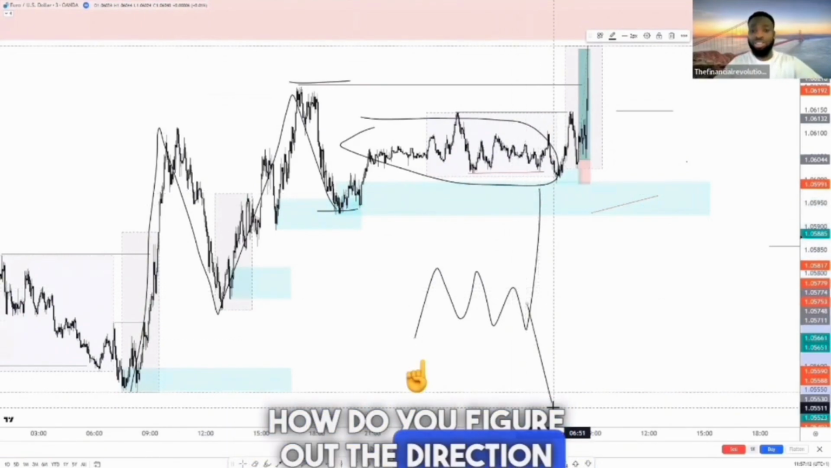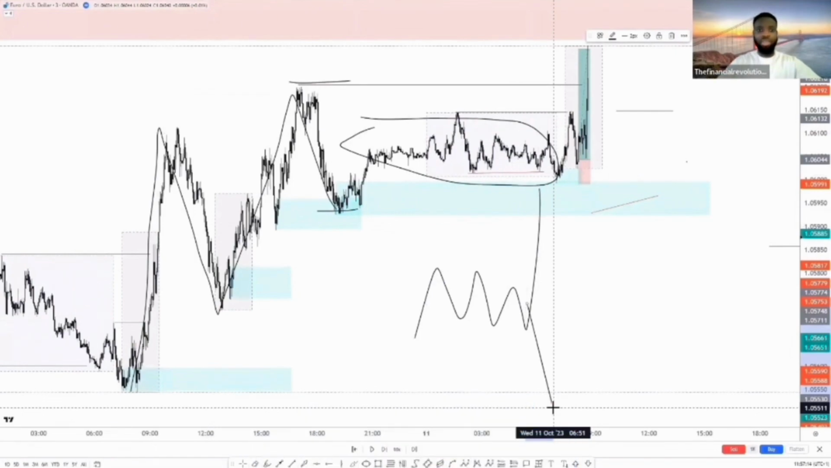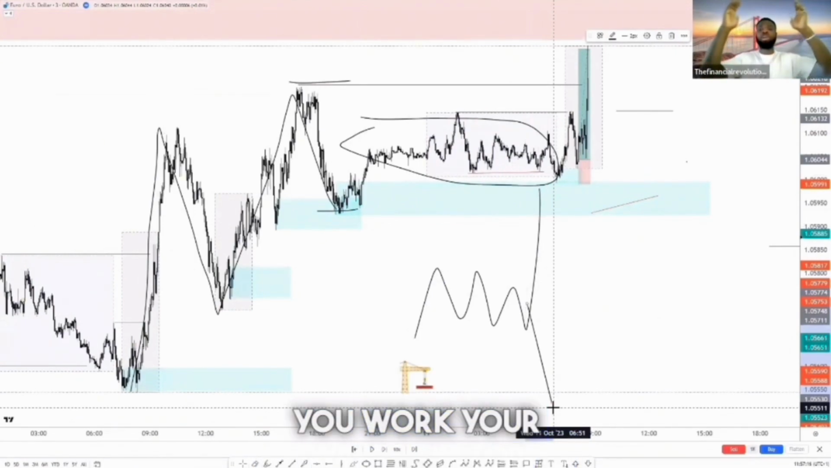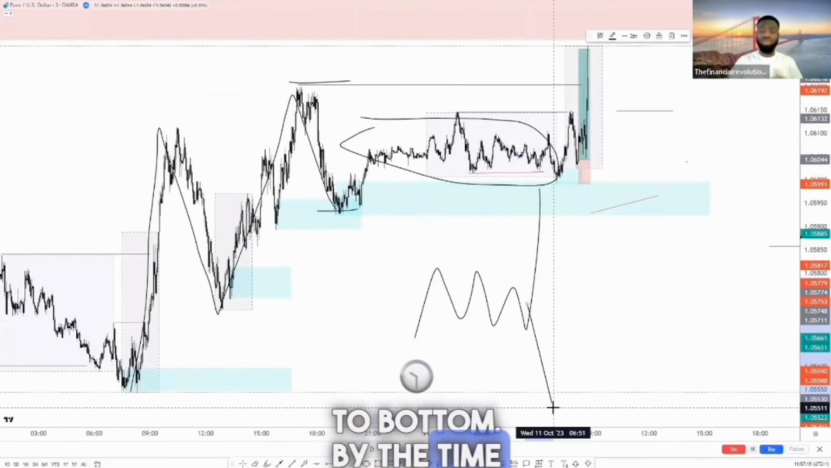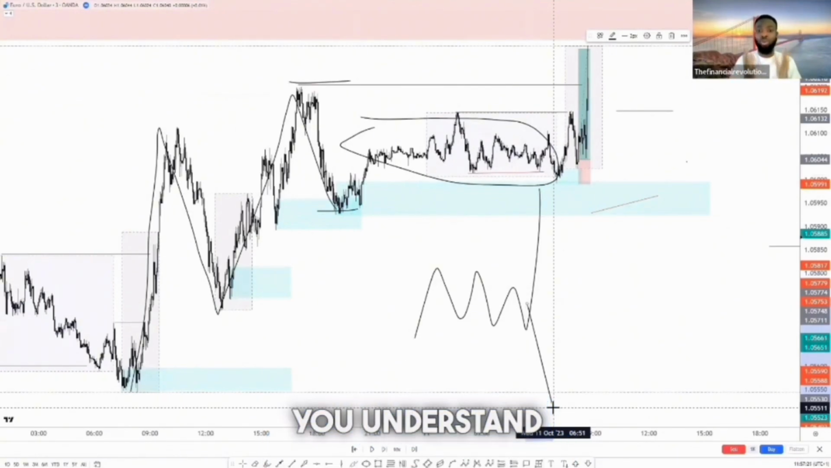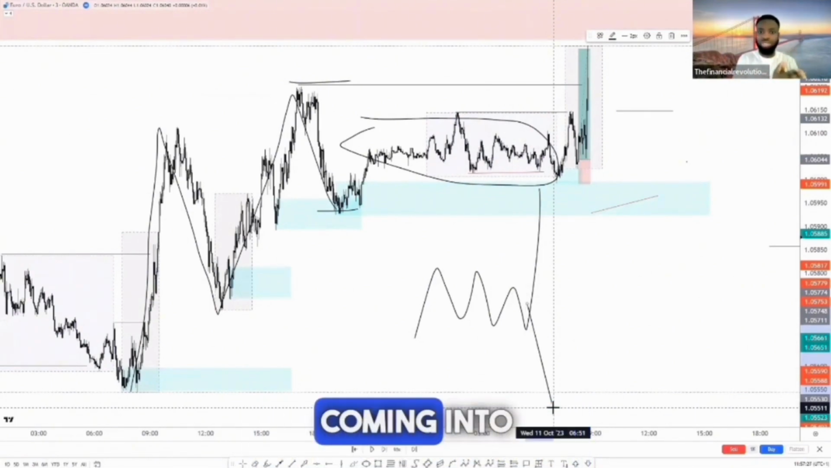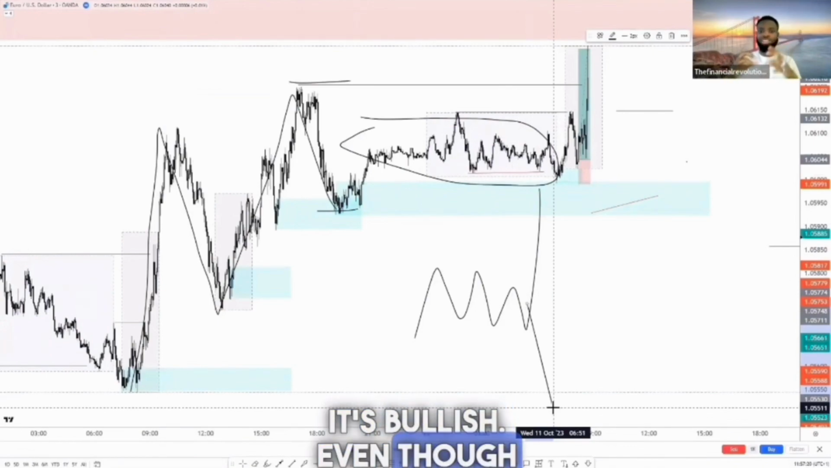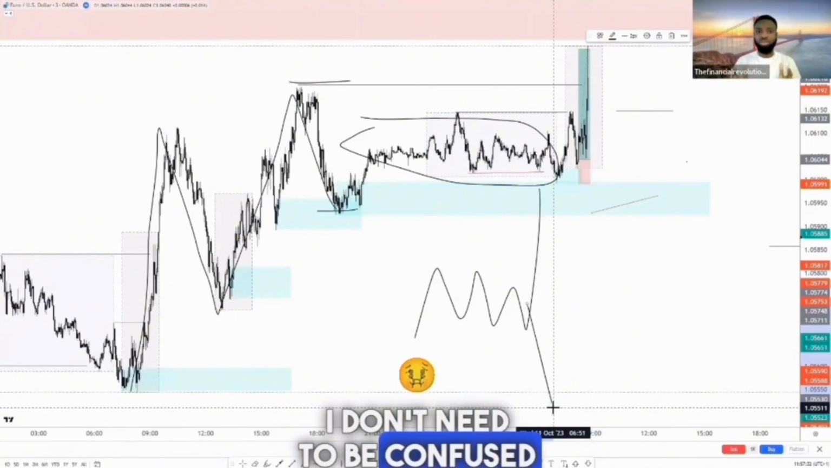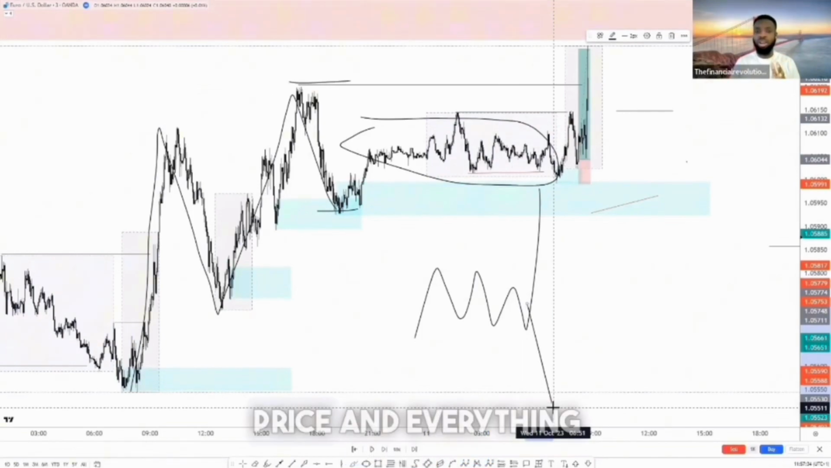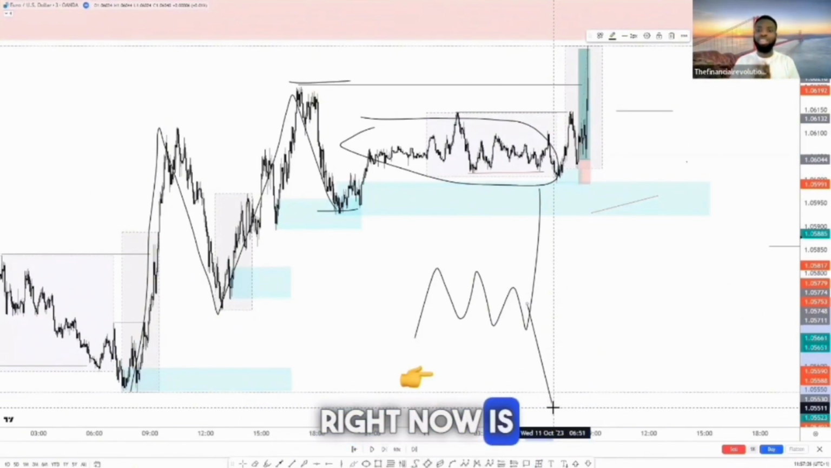How do you figure out the directions where most traders go wrong? You figure out your target, you work your way from top to bottom. By the time you get to your lower time frames, you understand what the lower time frames are trying to do. So I understand I have a supply zone, so I know price needs to go up to my supply zone. I'm looking at my structure coming into the day, it's bullish. Even though price is consolidating right now, I don't need to be confused because I understand that the whole purpose of price and everything that it's doing right now is to get to the upside.